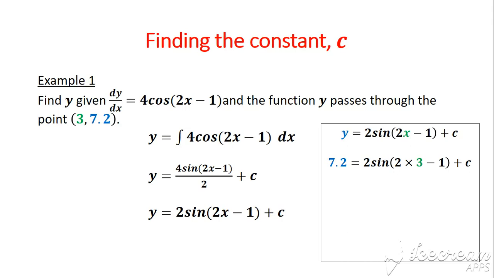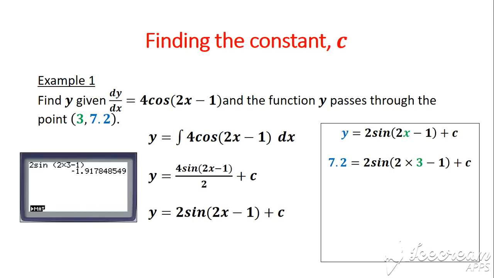So we get 7.2 is equal to 2 times sine bracket 2 times 3 minus 1, close bracket, plus our value of c. Now let's grab our calculator, make sure we're working in radians, and go 2 sine bracket 2 times 3 minus 1. That gives us a value which is about negative 1.92. So we're going to write down 7.2 is equal to negative 1.92 plus c. And to work out c, we're just going to plus on the 1.92 onto the other side to have 7.2 plus 1.92. So c comes out to be 9.12.